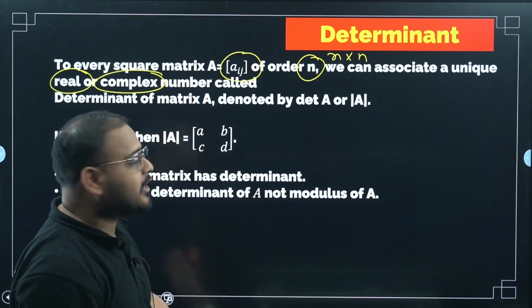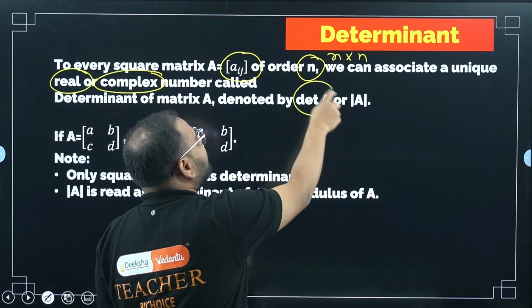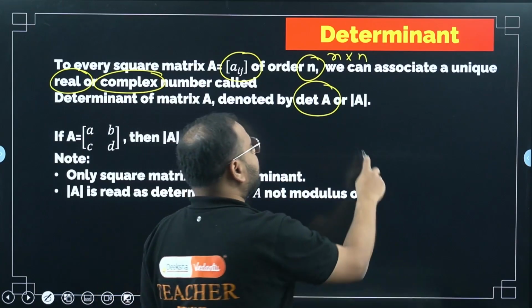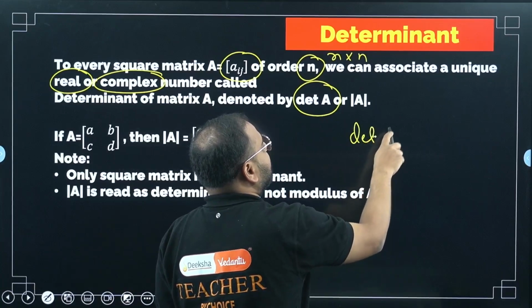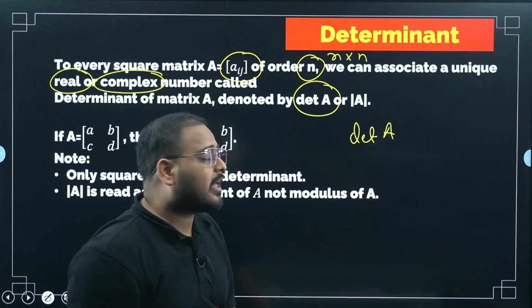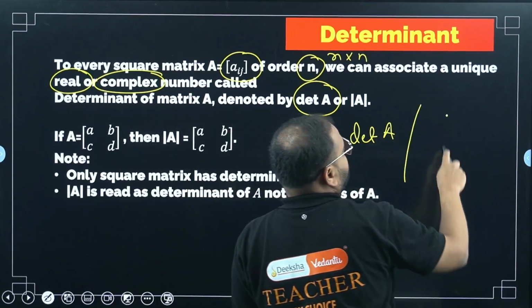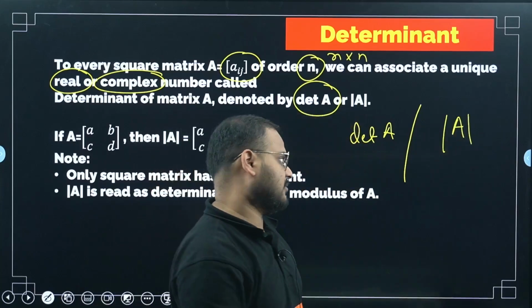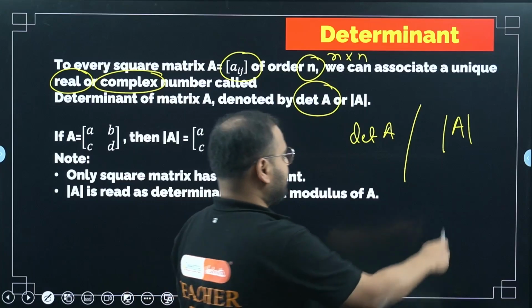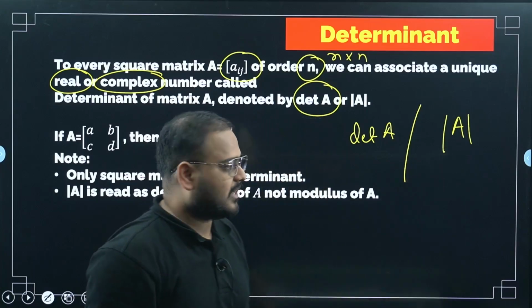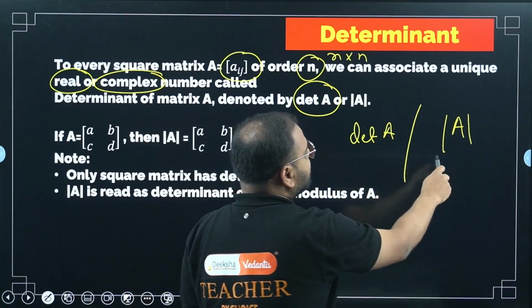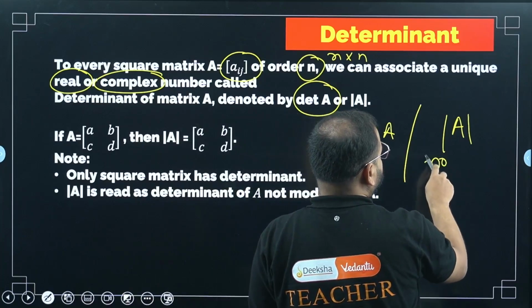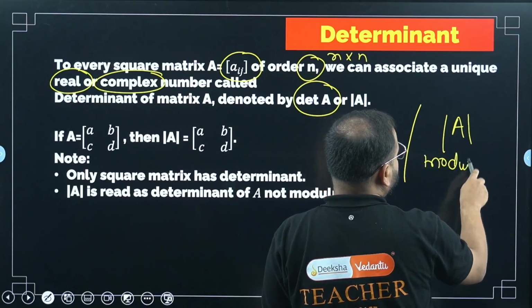And how do we denote it? Either I can write it as det A, read as determinant of A, or I can write it like this. What is A? A is a matrix. What type of matrix? Square matrix. Then the determinant of A can be written like this. Do not read this as modulus.